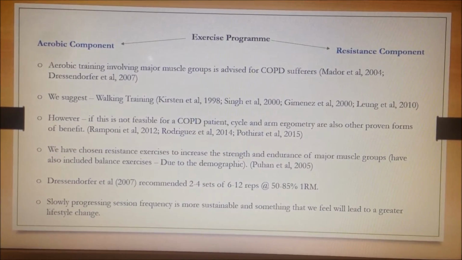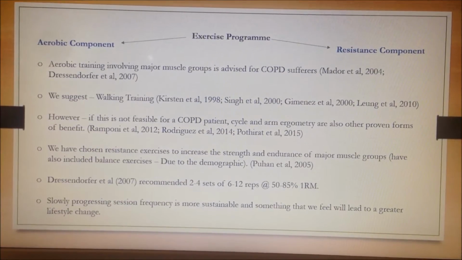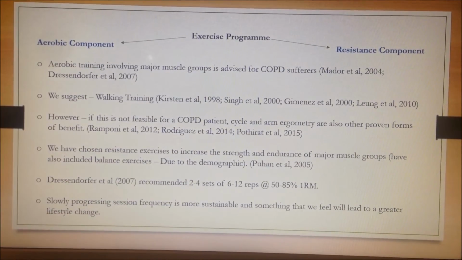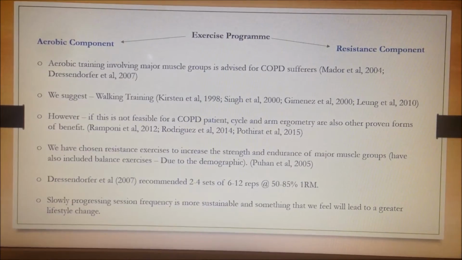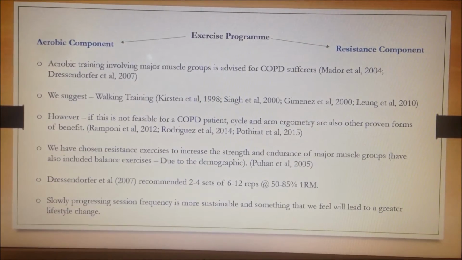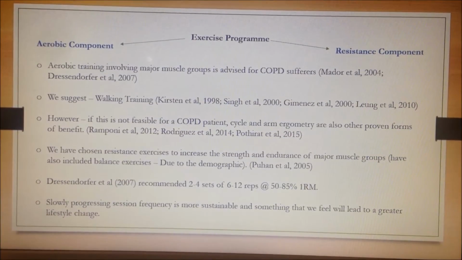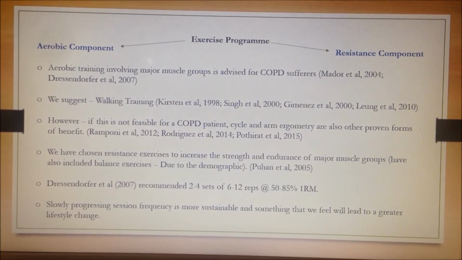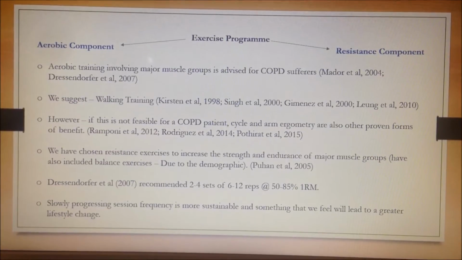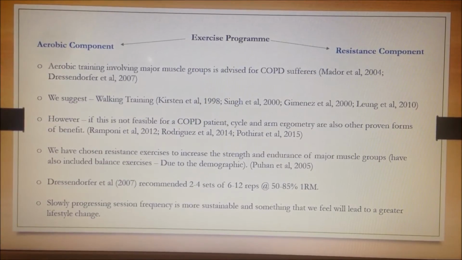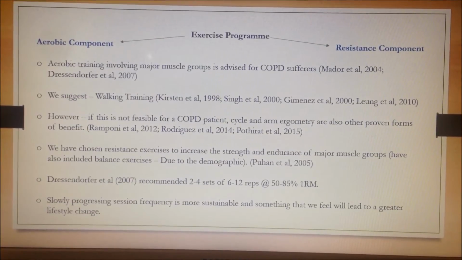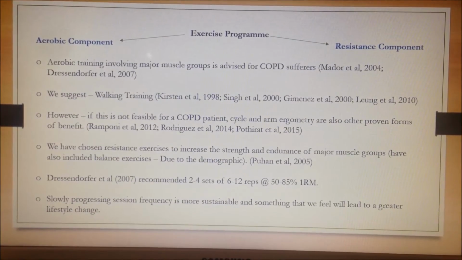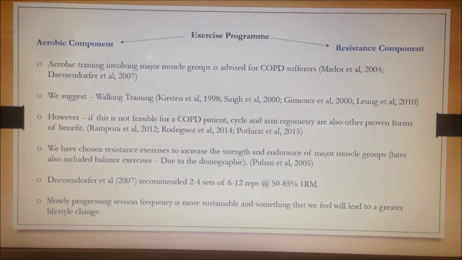We've chosen resistance exercises to increase the strength and endurance of major muscle groups, and we've also included balance exercises due to the demographic we're working with. The average age is between 65 and 75 for most studies, and this is the rationale for this. Dressendorfer et al. 2007 recommended 2 to 4 sets of 6 to 12 reps at 50 to 85% of the 1RM, and we have adhered to this. Slowly progressing session frequency is more sustainable and something that we feel will lead to a greater lifestyle change, and at the end of the day, this is the objective for these types of interventions.